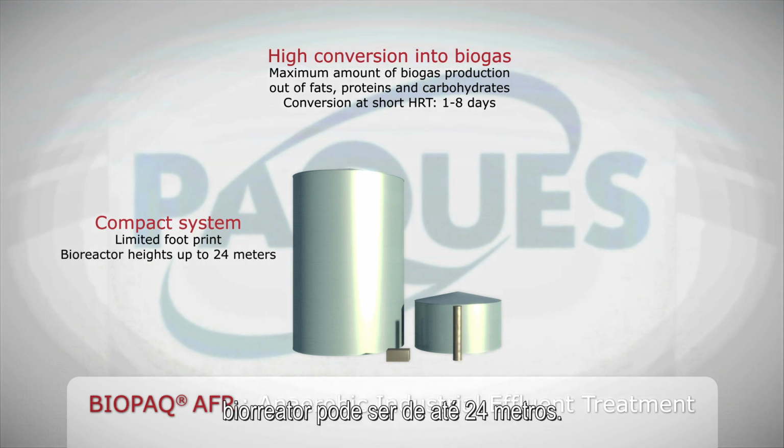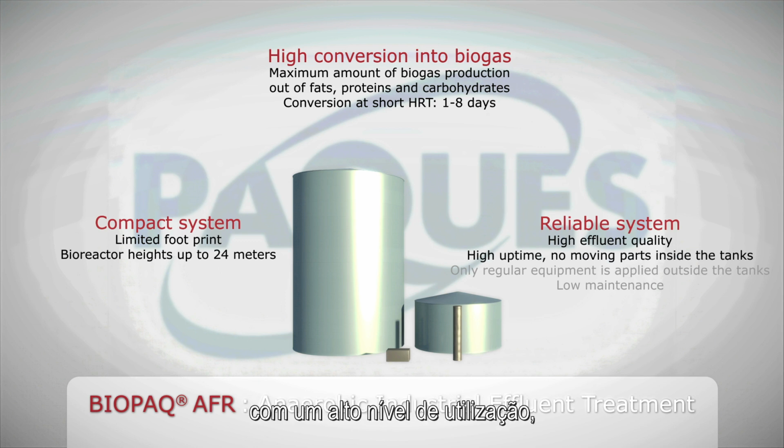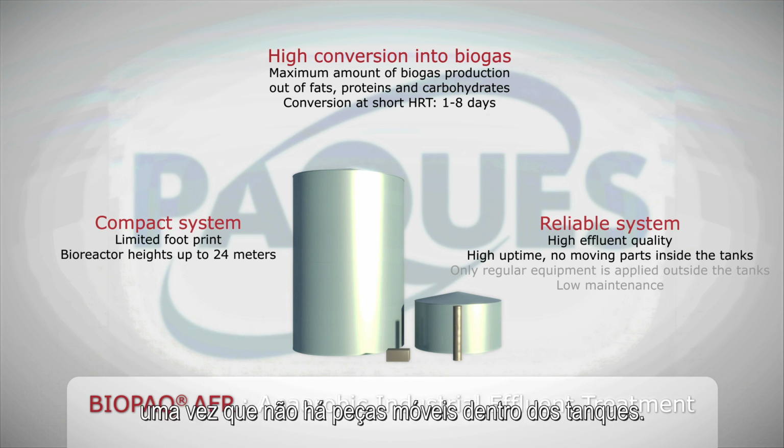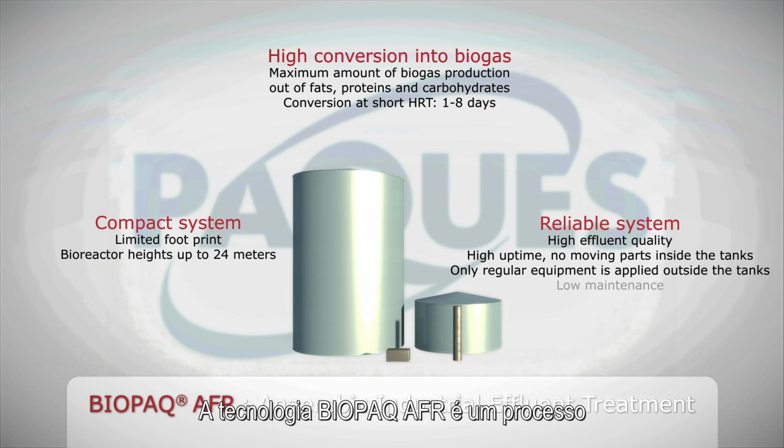The height of the bioreactor can be up to 24 meters. The wastewater is efficiently purified, resulting in a constant high effluent quality. The system is reliable with a high uptime, since there are no moving parts inside the tanks. The process only uses regular rotating equipment, such as centrifugal pumps placed outside the tanks. The BIOPAQ AFR technology is a reliable, highly efficient process with maximized biogas production, excellent effluent quality, and low maintenance requirements.